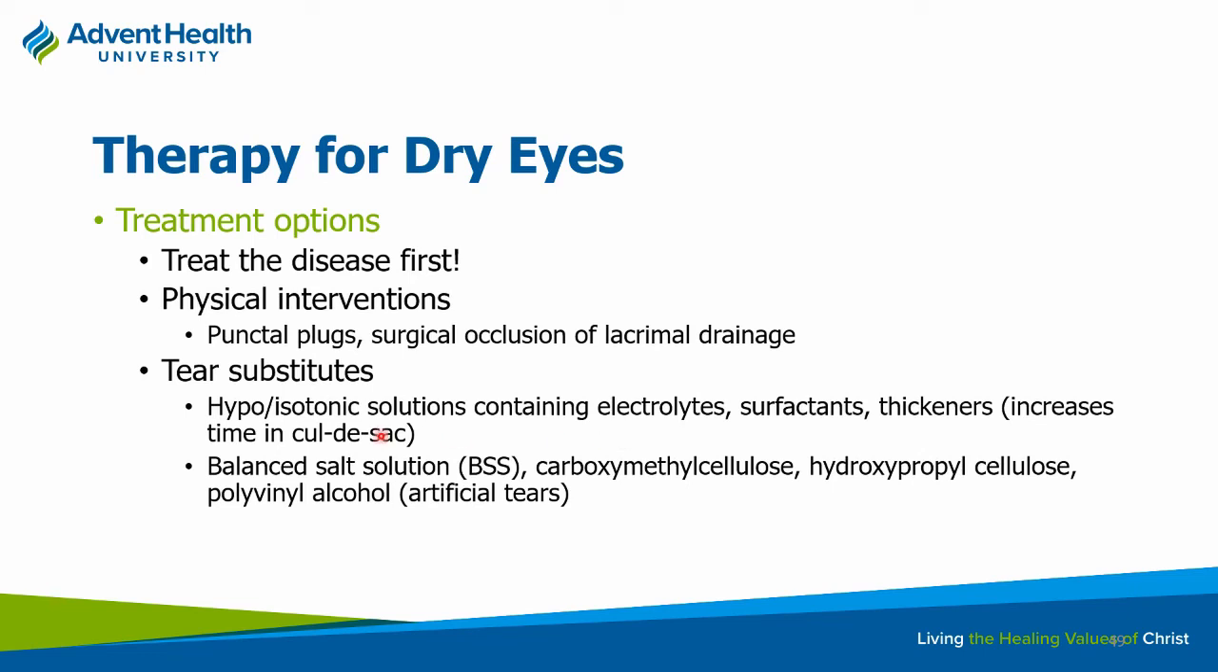And then the agents you'll find that are most frequently used for this include something called BSS, which is a balanced salt solution. It's designed to be similar in composition to the tears itself. But thicker agents that stick around for longer include carboxymethylcellulose, hydroxypropylcellulose, and polyvinyl alcohol, otherwise known as artificial tears. And one way you might see this being used that you may not think about is imagine if you have a patient who, say, can't blink, right? Many patients couldn't do that.